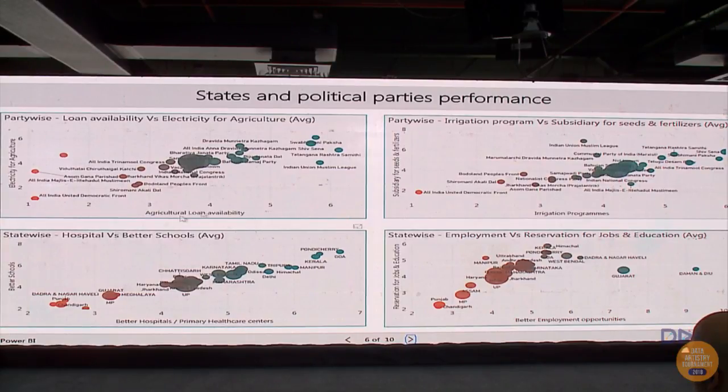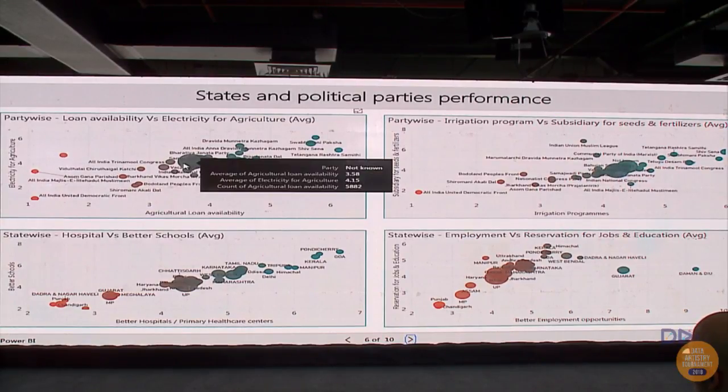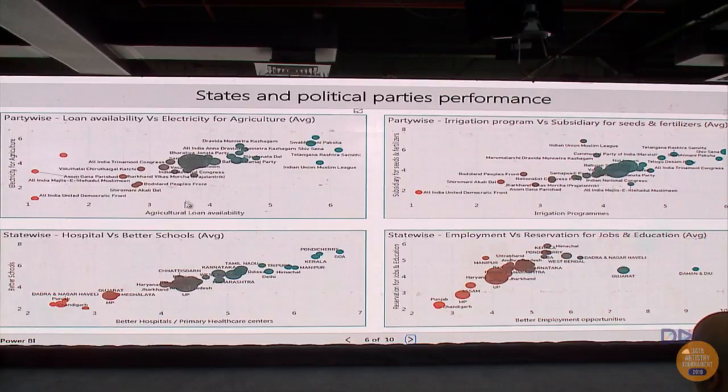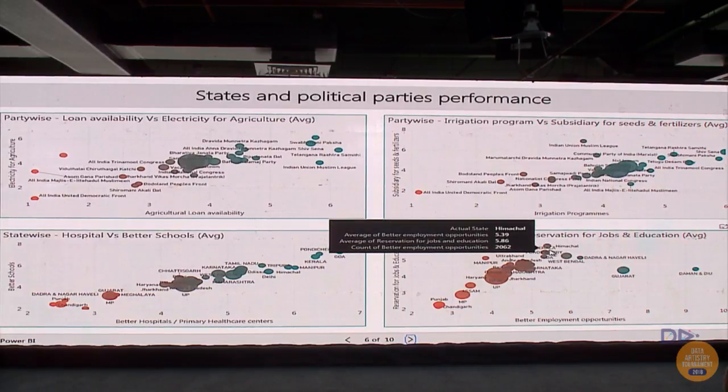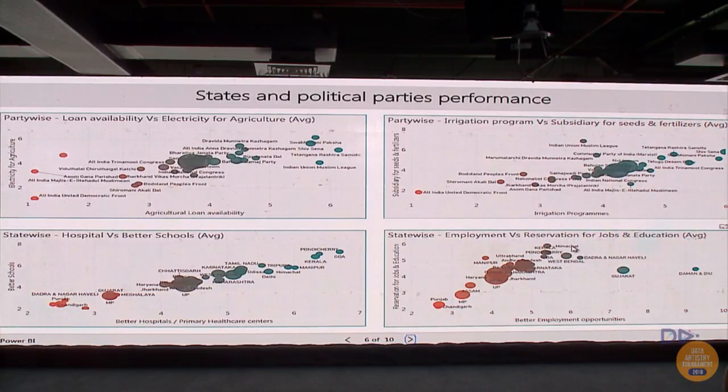And obviously, the bubble is big because the number of respondents is more there. One thing to note here, Kerala is on the top. Kerala is known to be the most literate state in India, at 93%, which obviously is reflected here, because they have a reservation for jobs in education. And it's also satisfied here. They have better schools.